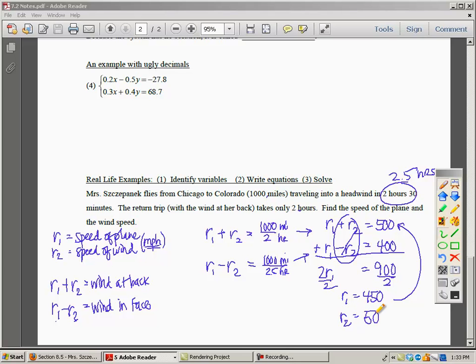Now the question is, this is a story problem, what does this mean? Well, let's look. R1 is the speed of the plane. So the plane travels 450 miles per hour. The wind speed is 50 miles per hour. Okay? And I think, truthfully, some other teachers go through setting this up a different way. But when you look at it this way, it's so much easier because you can immediately eliminate if you do the miles per hour setup from the beginning.